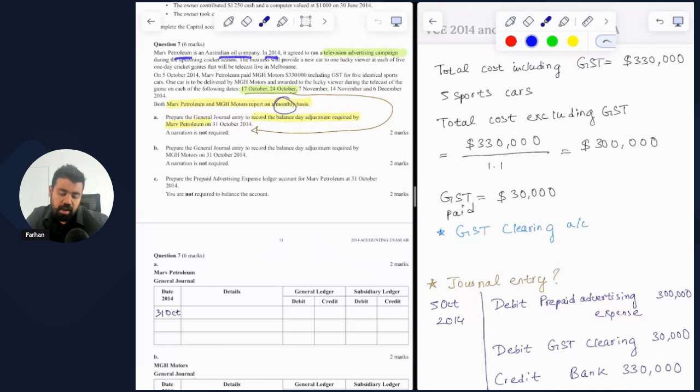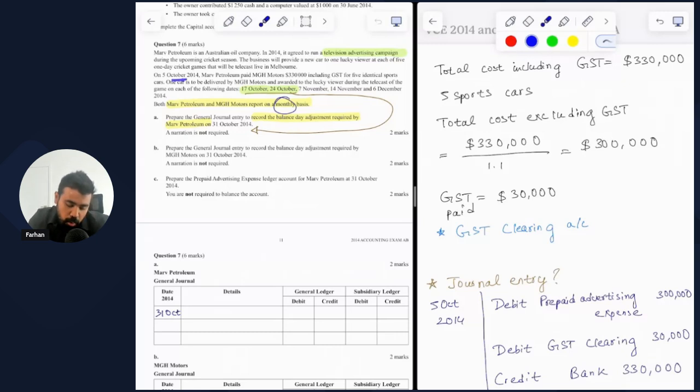In 2014, it agreed to run a television advertising campaign during the upcoming cricket season. The business will provide a new car to one lucky viewer at each of the 5 one-day cricket games that will be telecast live in Melbourne. So we have this company called Mark Petroleum, and this company wants to run an advertising campaign for 5 cricket games. And in each of these 5 cricket games, this company wants to give away one car. So altogether, a total of 5 cars.